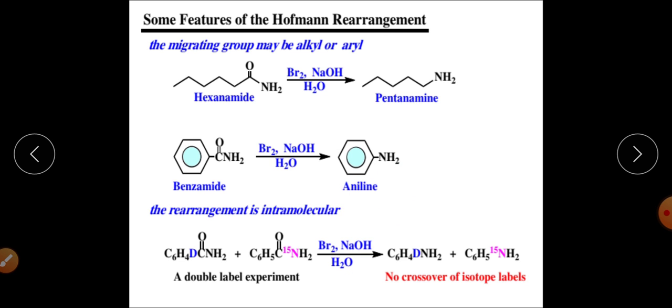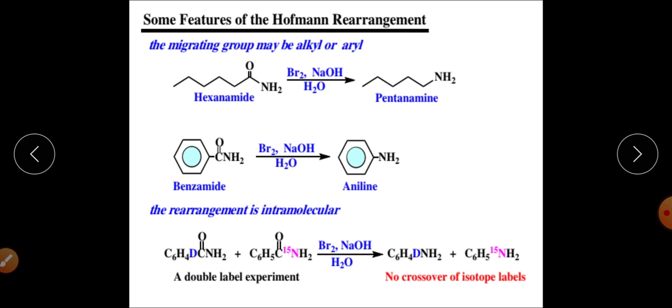The second very important point about this rearrangement reaction is that it is basically an intramolecular rearrangement reaction. How can we prove that this rearrangement is intramolecular? We can prove it in two ways. Number one is the crossover experiment. You can see in the slide that we have taken two different types of substrates. This is one substrate and this is another substrate.